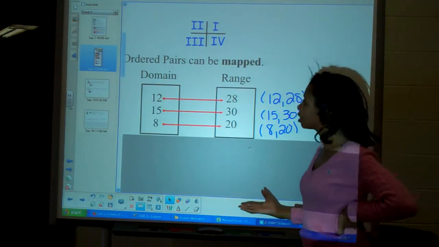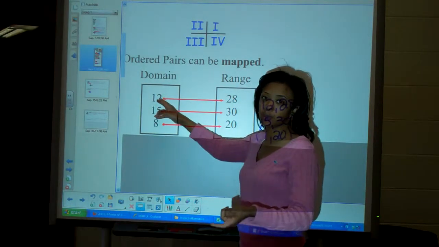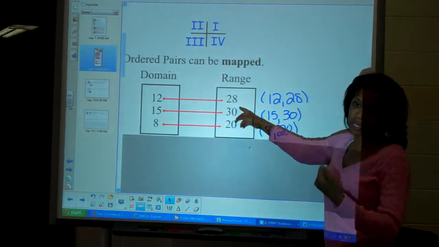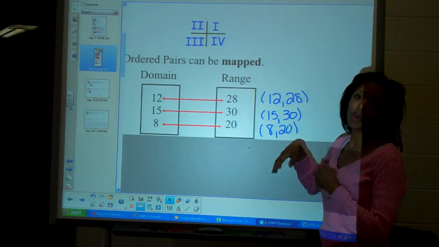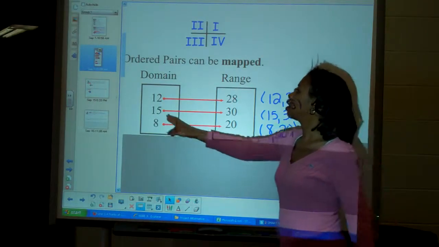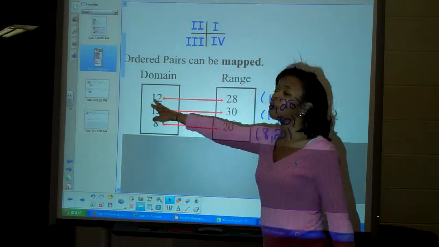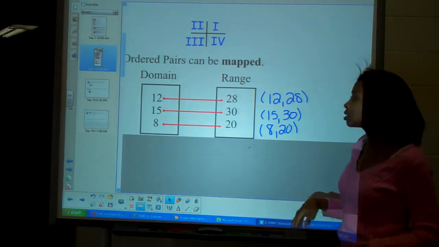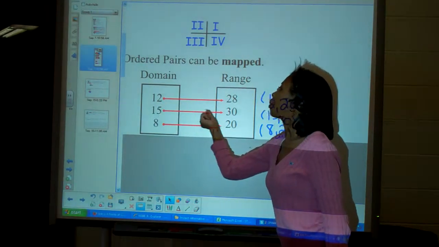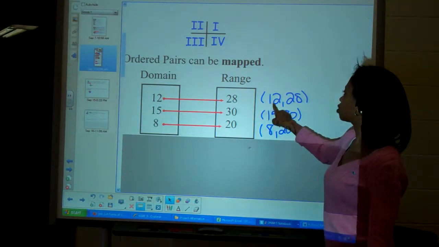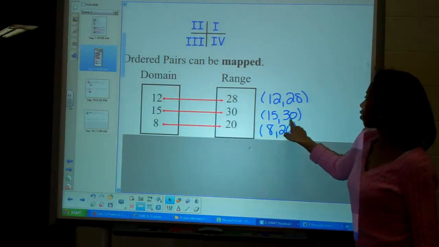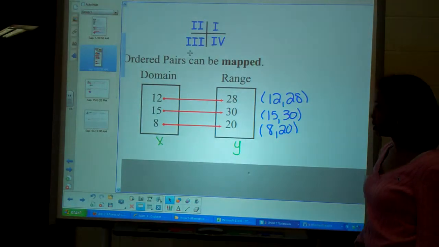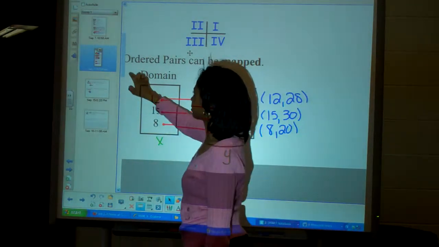So you have three names. For the X, you can call it the input. It can be called the domain, or it can be called your X. The output is just that. It can be called the output, the range, or it can be called your Y value. So each X has only one Y, or each domain has only one range, or one input has only one output in order for it to be considered a function. And if I were to group these or make these ordered pairs, the ordered pairs would be (12, 28), (15, 30), and then (8, 20). This is also called a function. Okay, and there's our X and our Y.